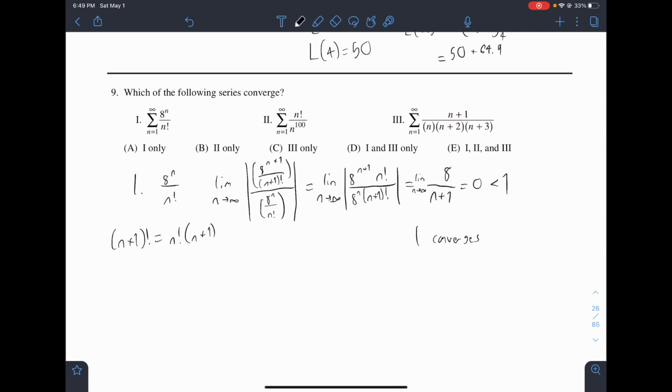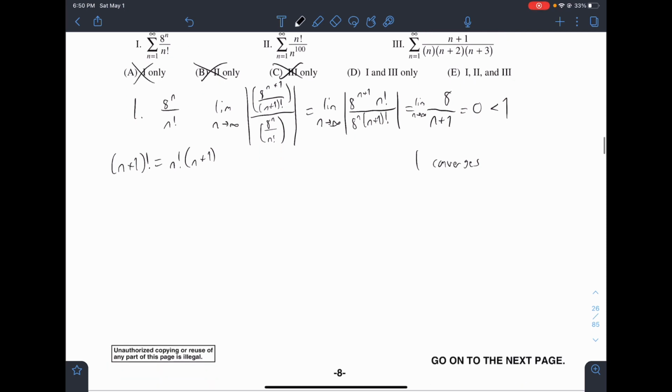So we've already eliminated B and C, and also A. And so now we need to find out if 2 converges. If 2 converges, it'll be E, and if 2 diverges, it'll be D.